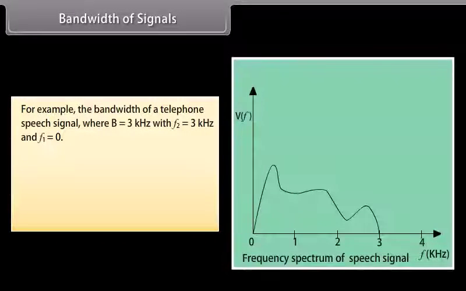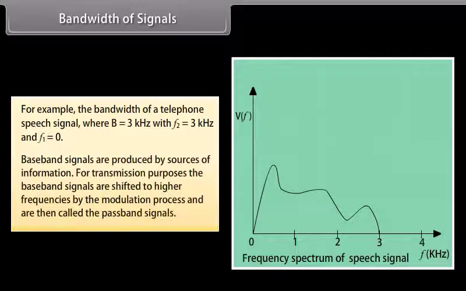For example, the bandwidth of a telephone speech signal, where B = 3 kHz, with F2 = 3 kHz and F1 = 0. Baseband signals are produced by sources of information. For transmission purposes, the baseband signals are shifted to higher frequencies by the modulation process and are then called the passband signals.